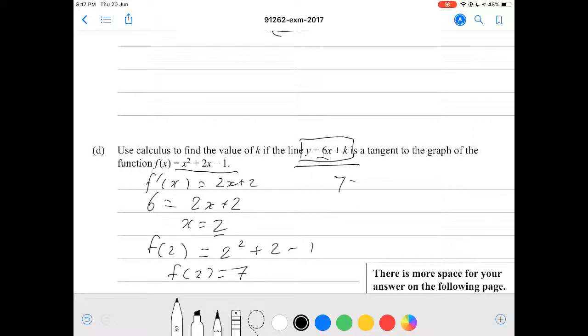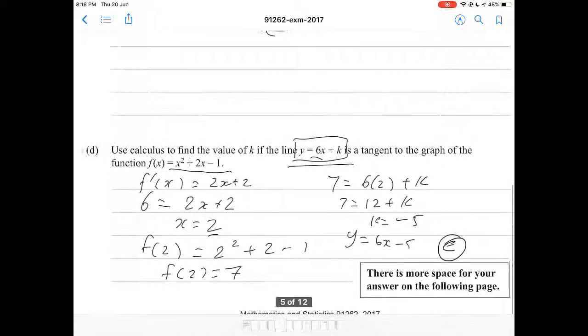So we're going to say 7 equals 6 times 2 plus k. 7 equals 12 plus k. k equals negative 5. Okay, so therefore we can rewrite our equation as y equals 6x minus 5. Okay, so getting all the way to 6x minus 5 here will get you an excellence grade.